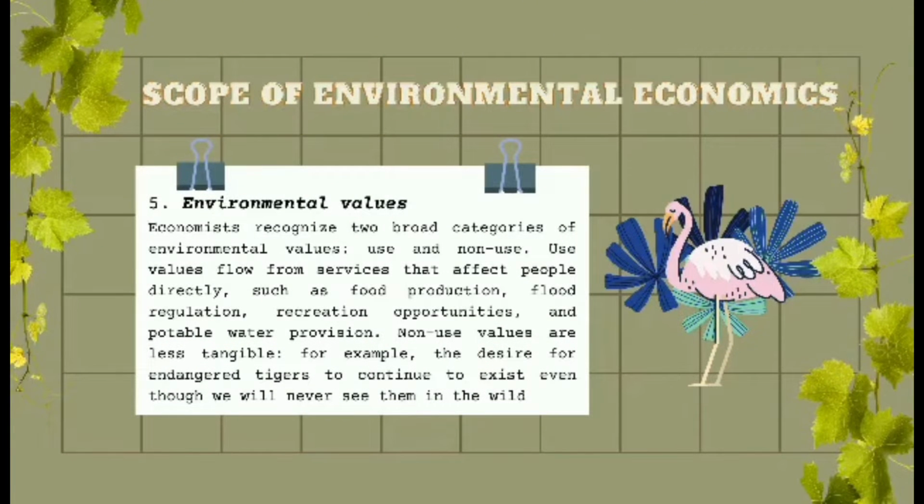The fifth one is environmental values. Economists recognize two broad categories of environmental values: use and non-use. Use values flow from services that affect people directly, such as food production, flood regulation, recreation opportunities, and potable water provision. Non-use values are the less tangible. For example, the desire for endangered tigers to continue to exist, even though we will never see them in the wild.